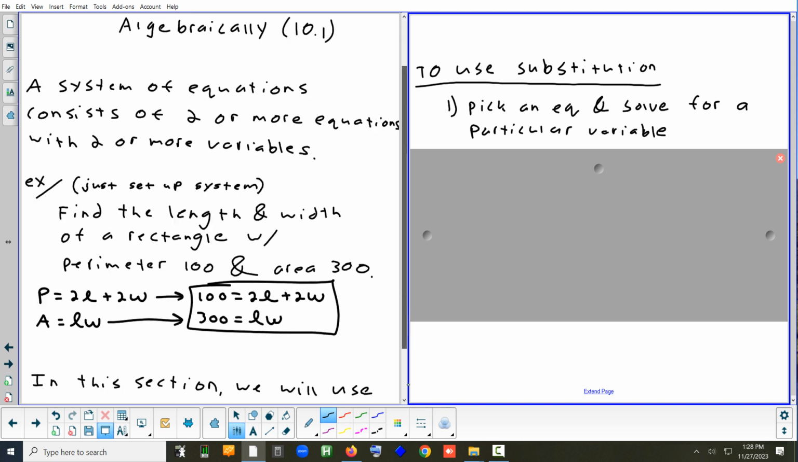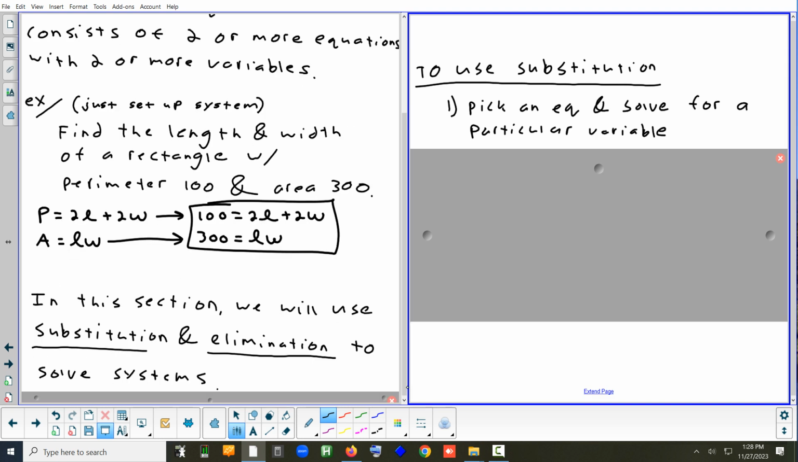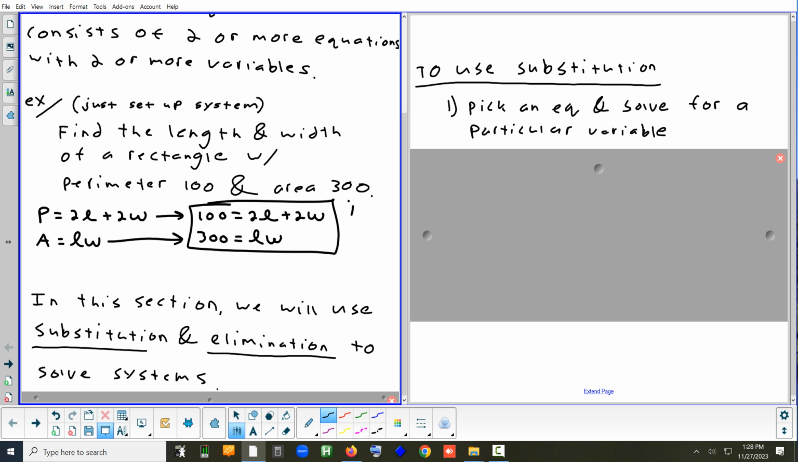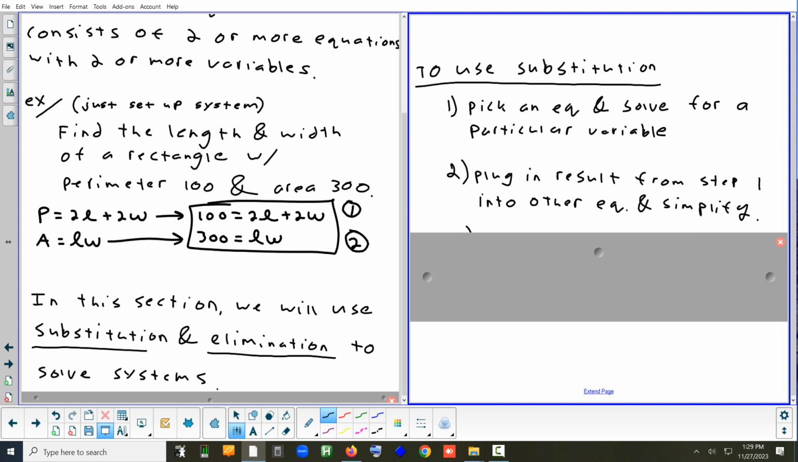If we were doing the one that we just made up, which equation do you think is easier to get a letter by itself? Equation 1 or equation 2? Yeah, equation 2. It's going to be less steps. You can do one thing to get the L or the W by itself. So I would pick equation 2. Then, once you get a variable by itself, you're going to take that and you're going to plug it into the other equation.